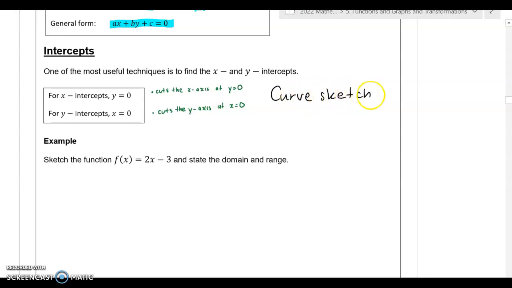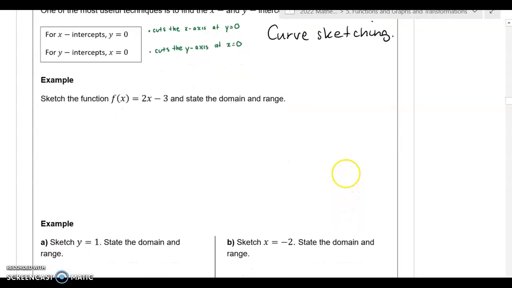So remember, in this topic, we're not looking at plotting diagrams and plotting graphs. We're looking at sketching them. It's a nice quick way, and that's how we're going to do it. Okay, let's have a look at our example. Sketch the function f of x is equal to 2x minus 3 and state the domain and range.